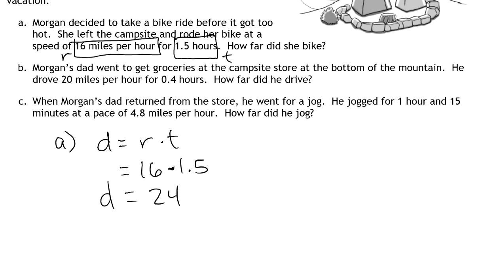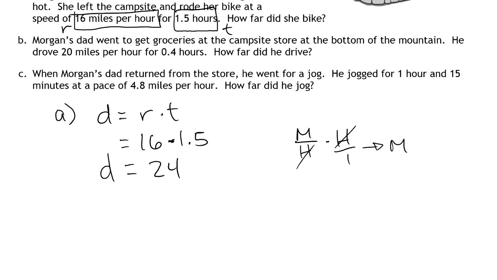And you can look at the dimensional analysis too. For example, if you look at 16 miles per hour, and you multiply that by a certain number of hours, notice that the hours over hours cancel. That forms a giant 1, and you are left with miles. But that's just kind of an aside. So let's look at B.